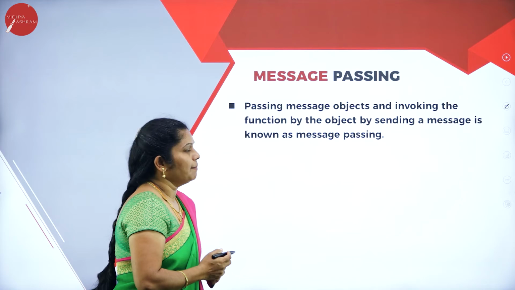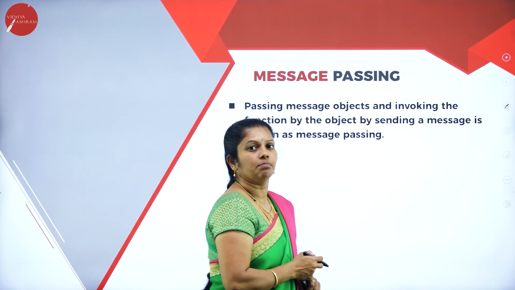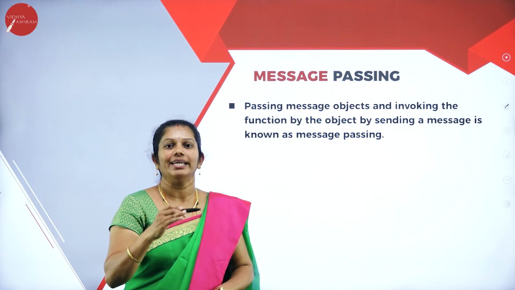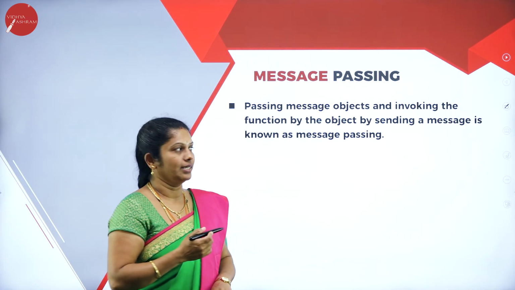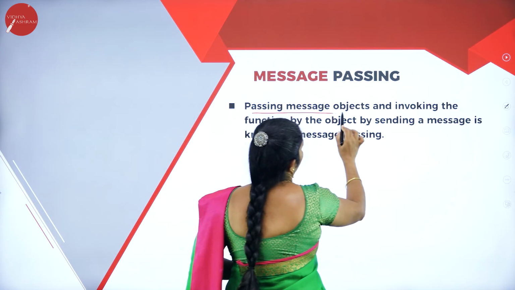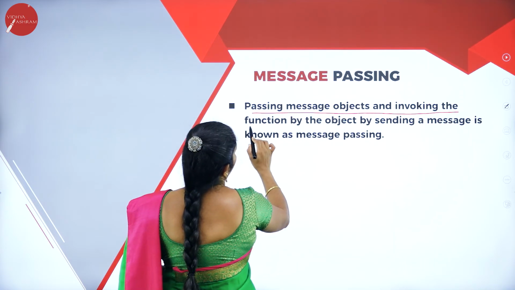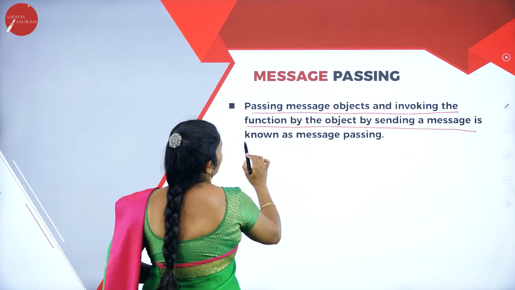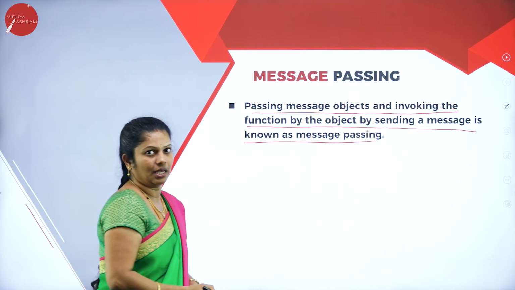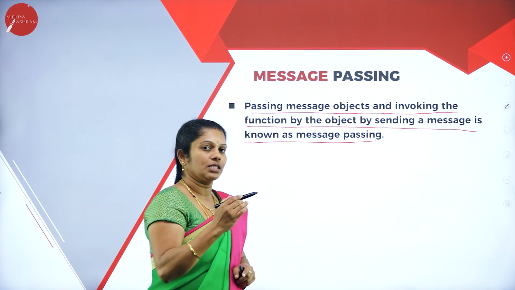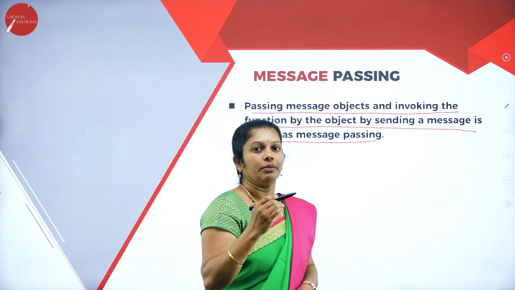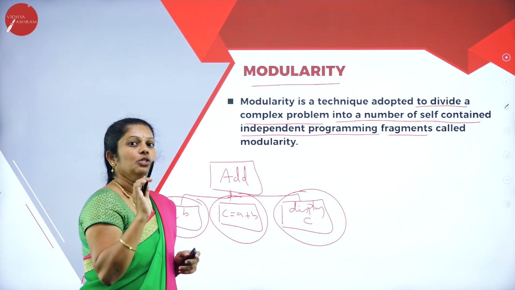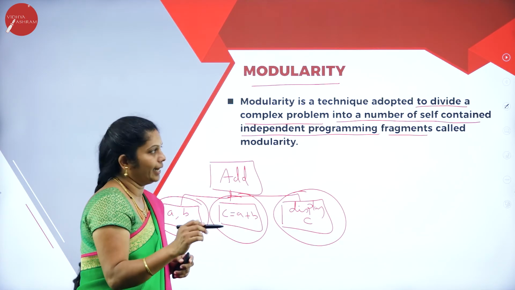And the next one, message passing. What do you mean by this message passing? Here, from one object to another object, we are able to pass the values, messages. That is message passing. Objects invoking a function of another object by sending a message is known as message passing. Then from this class, what exactly do you come to know? What do you mean by modularity? That is dividing a large program into small units, which is nothing but modularity.